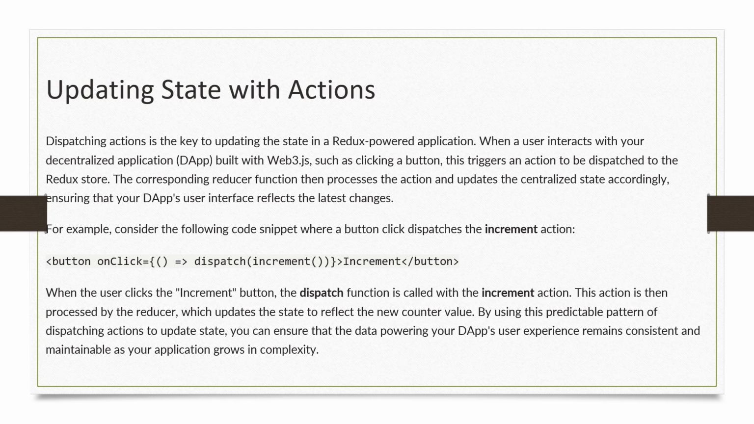When a user interacts with your DApp, such as clicking a button, it triggers an action to be dispatched to the Redux store. For example, consider the following code snippet where click button dispatches the increment function. This function dispatches the increment action to the store, and then an additional line, handleIncrement, calls the handleIncrement function to dispatch the action. You can use that line, handleIncrement.